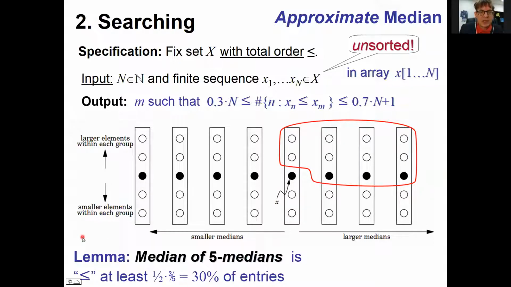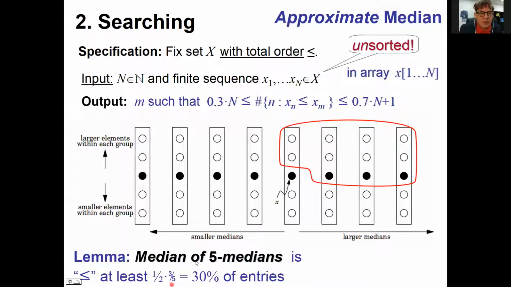Let me say that again. This median of 5 medians, we want to prove that this is indeed an approximate median in the sense of the specification, and thus an algorithm which calculates the median of 5 medians will produce an output index M with the required approximate median properties. That's what we claim, and the lemma says this is indeed true. Now let's see why this is true.